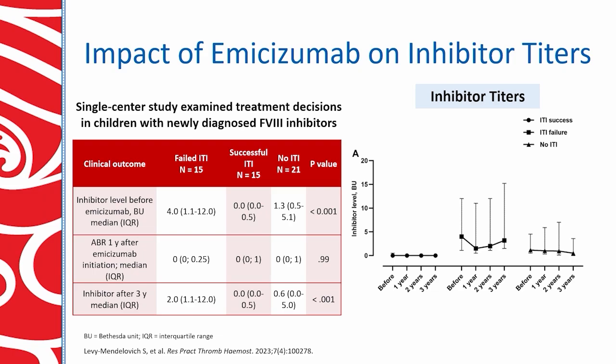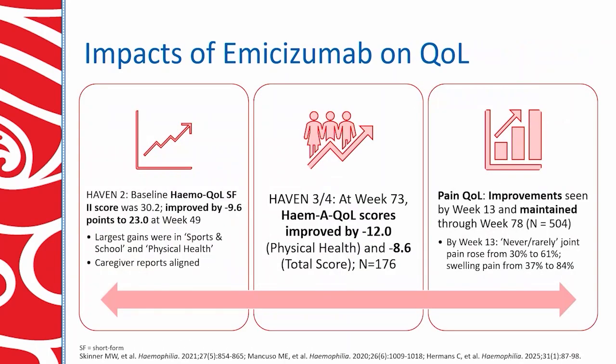Here you can see there is not much influence on the inhibitor titers over time. Probably there is more decrease in those where ITI was never performed, but also in those with failed ITI there is a decrease. And over time, sometimes the inhibitor might also disappear. I don't know what the chance is of a spontaneous disappearance of the inhibitor, but we will see. And bleeds are well controlled with the factor VIII mimetics, and we know this from emicizumab.